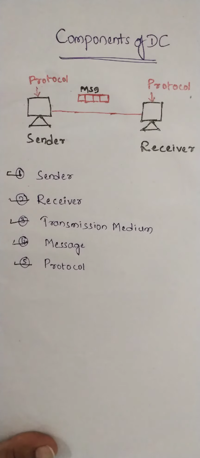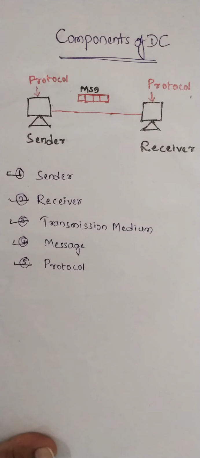We already know that the definition of data communication itself says that it is an exchange of messages in the form of packets. The message may be audio or it may be video. It is in the digital format. So that message has to transfer from the sender to the receiver.